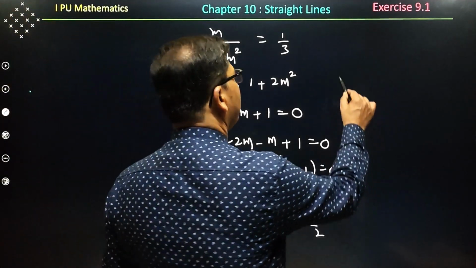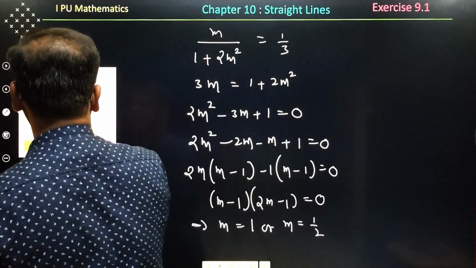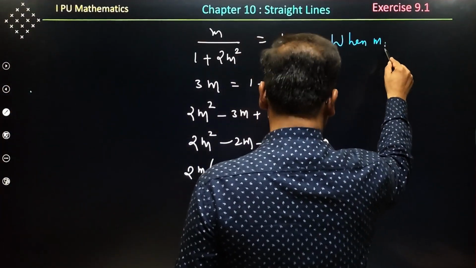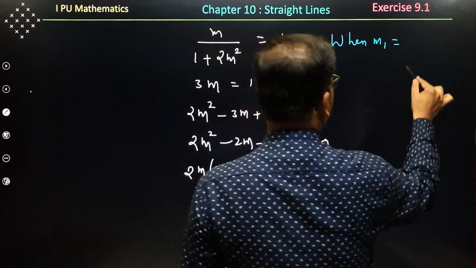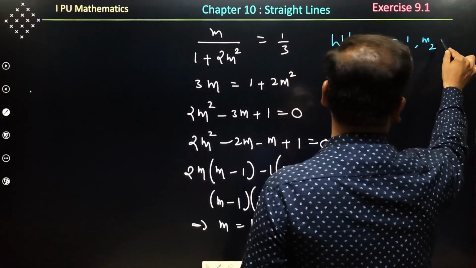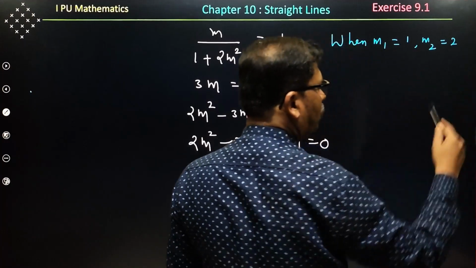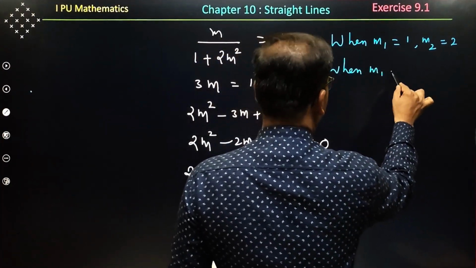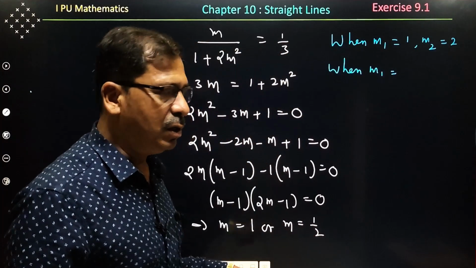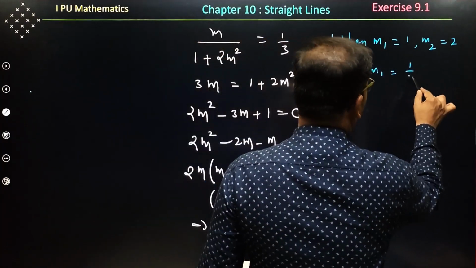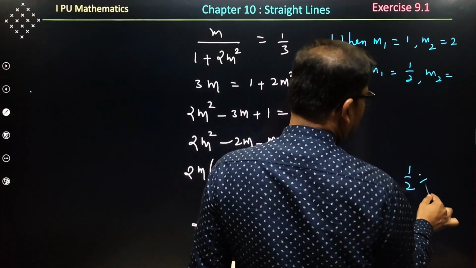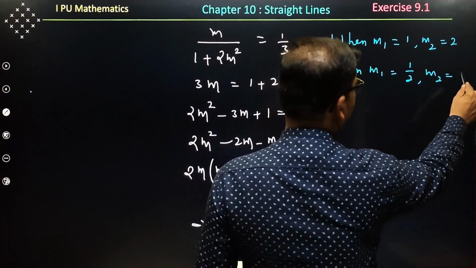So when the slope of the first line, m1, is equal to 1, then m2 is equal to twice of that, that is nothing but 1 into 2. When the slope of the first line m1 is equal to 1/2, this is also possible, then m2 is equal to double this. If you double 1/2, the 2 cancels, and 1 remains.